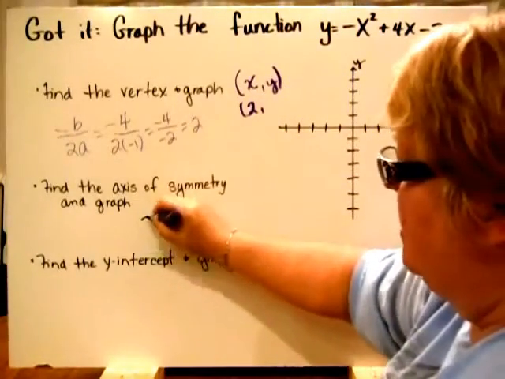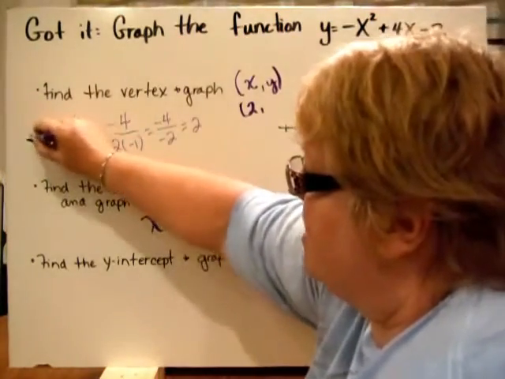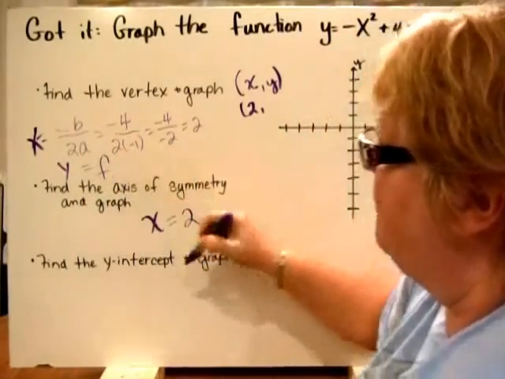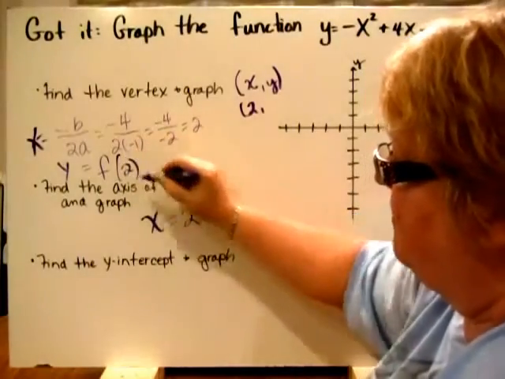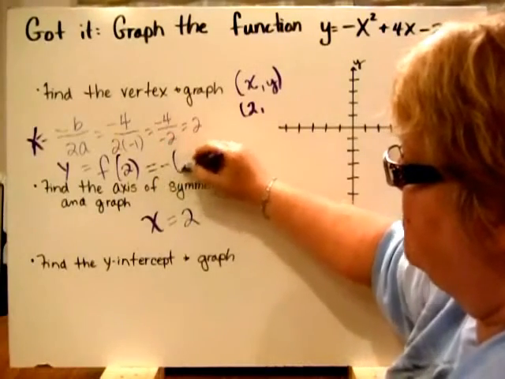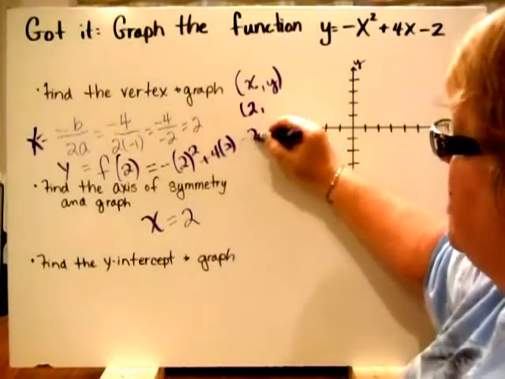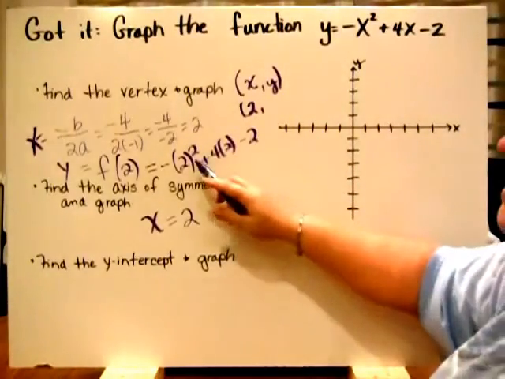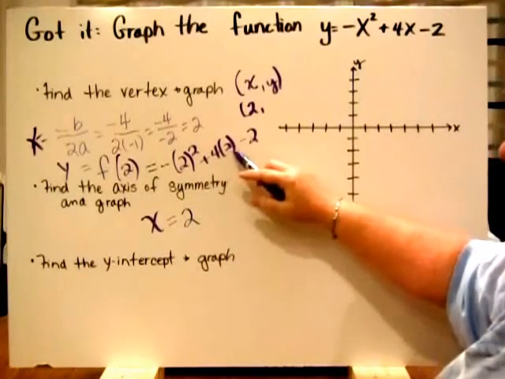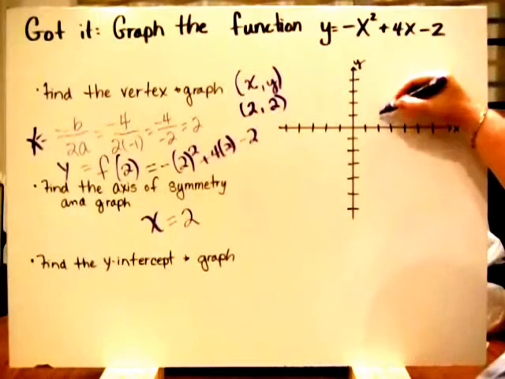We also know already that the axis of symmetry is x equals 2, and now we need to find the y of our vertex, which is simply the function of this 2 that we already found. So we're going to replace the x's up here with 2, so we have the opposite of 2 squared plus 4 times 2 minus 2. So 2 squared is 4. The opposite of 4 would be a negative 4. Plus 8 would be a positive 4. Minus 2 would be a positive 2. So we know the vertex is the point (2, 2).